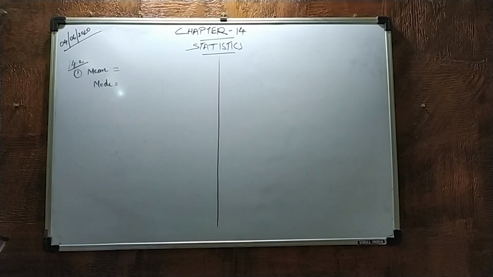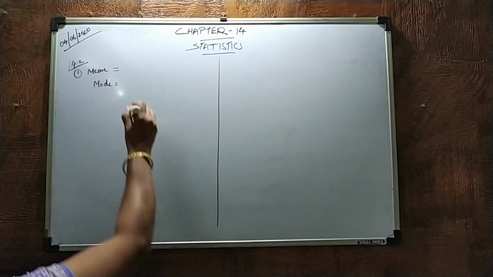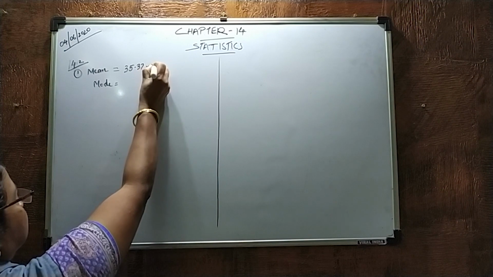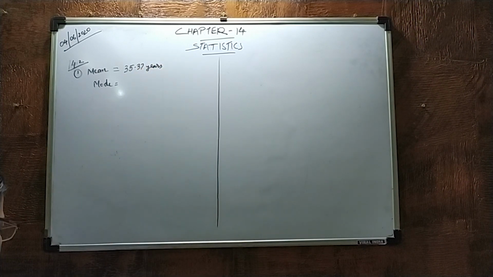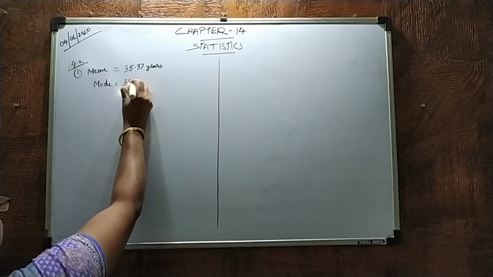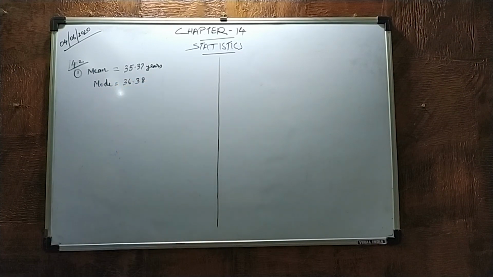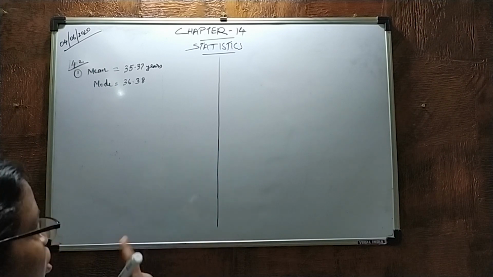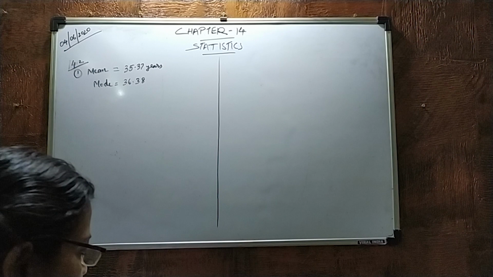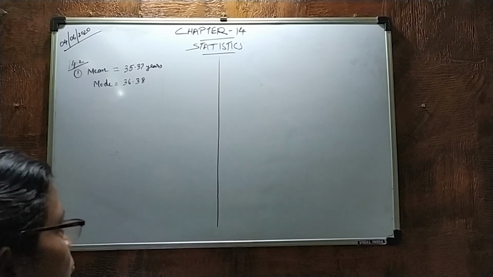For the mean, using any method, you will get the answer 35.37 years. And for the mode you will get the answer 36.38. You have to find these on your own, just written here as the answers. Find out yourself whether it is correct or not. I want to check it in the notebook also.